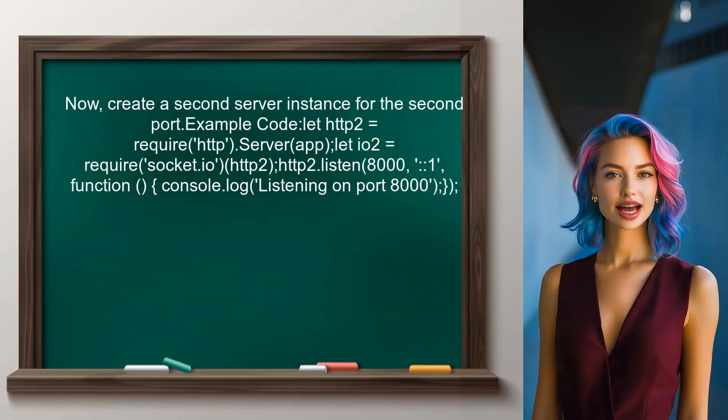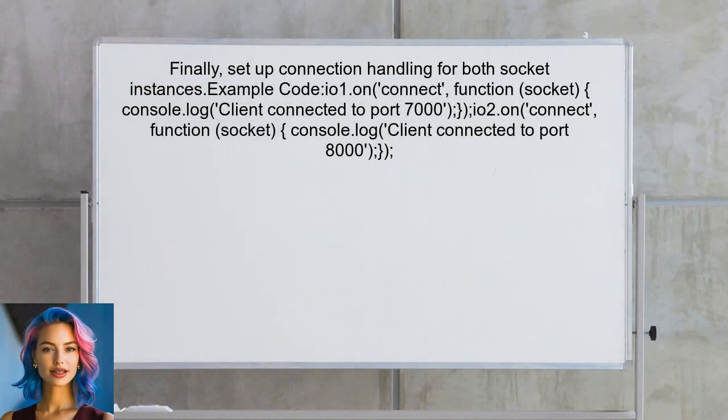Now, the user can create a second server instance for the second port. This involves duplicating the server setup and specifying the new port number. Finally, the user should set up the connection handling for both socket instances. This allows them to manage different types of clients appropriately.